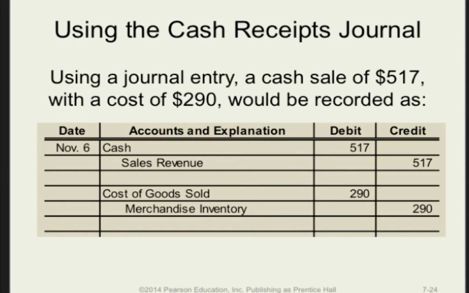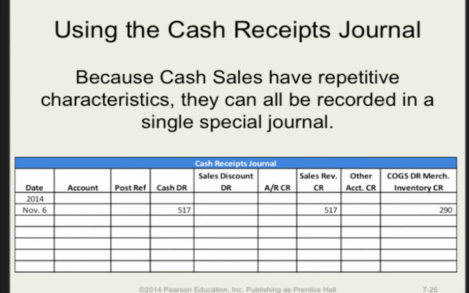If we used a journal entry to record a cash sale, we would normally debit cash and credit sales revenue. We would also debit cost of goods sold and credit merchandise inventory. Using a cash receipts journal, the amounts are added to the cash receipts journal and can all be seen in the same place. In this case, we can see where a cash sale for $517 was recorded on November 6th. The cost of goods sold was $290.